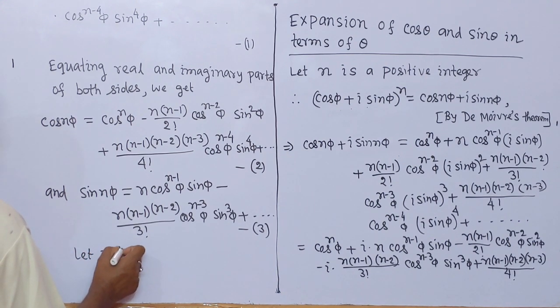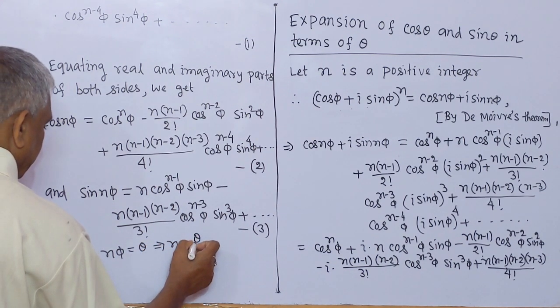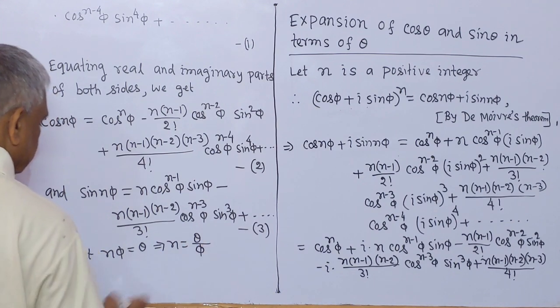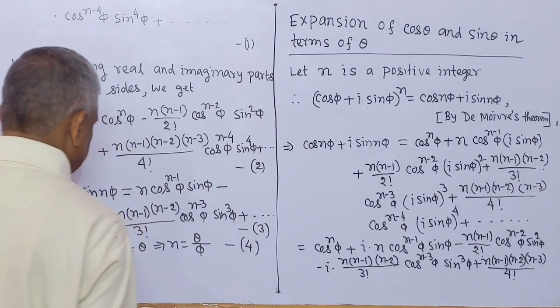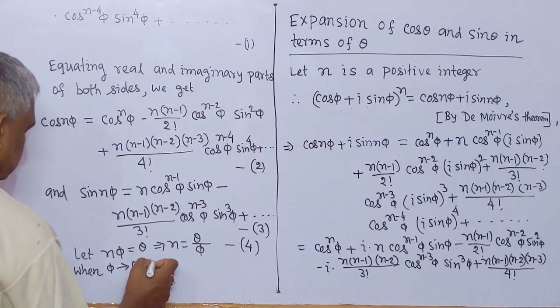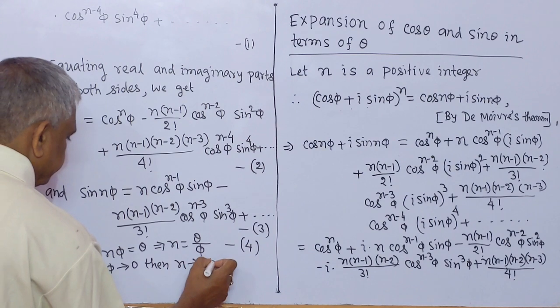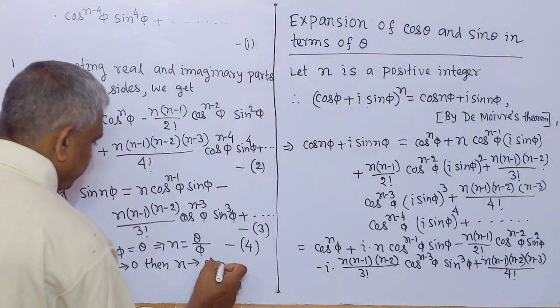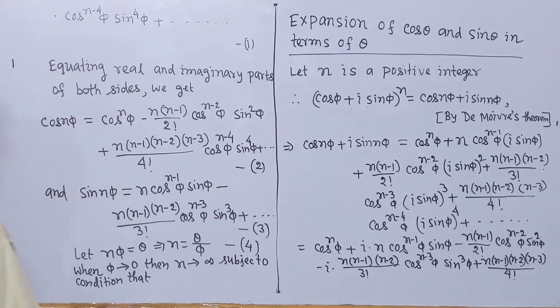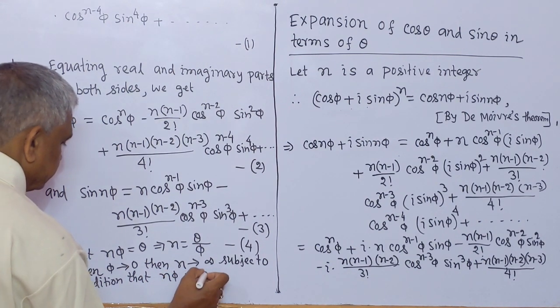Let n phi equal theta, which implies n equals theta by phi. This is number 4. When phi tends to 0, then n tends to infinity, subject to the condition that n phi is finite.